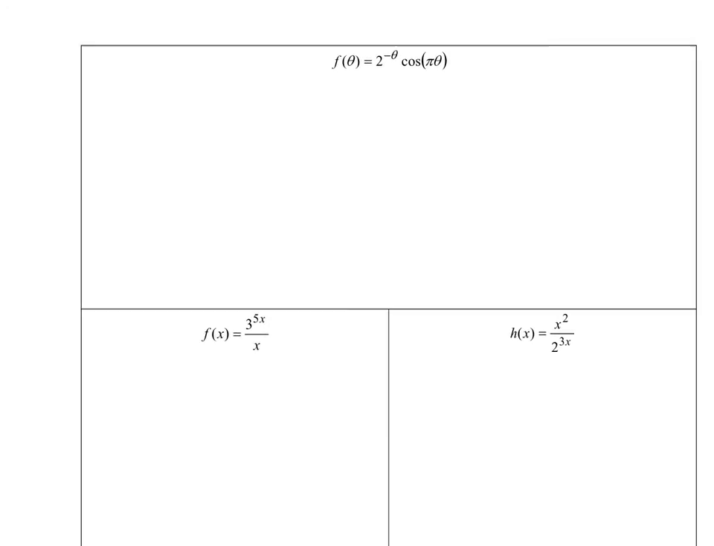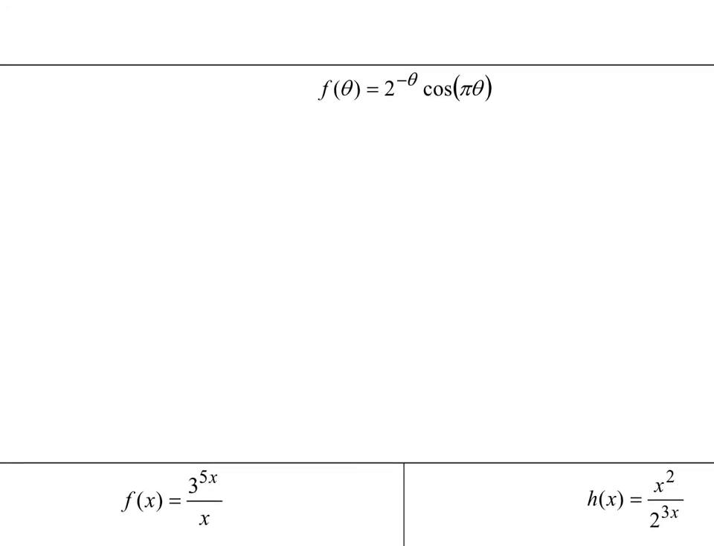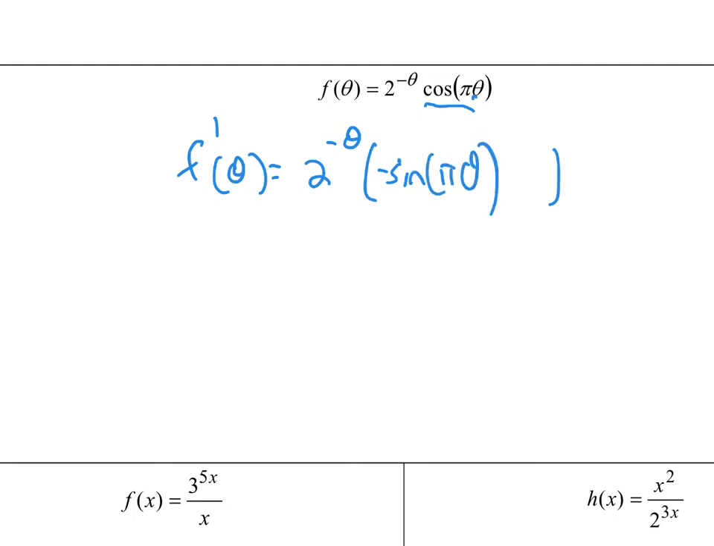Continue. Let's see. They got a lot of room for this one. This must take some extra work. Yeah, it's another product rule, but there's a cosine, and it probably requires a little bit of chain rule in there. So here goes. f prime of theta is the first, 2 to the negative theta, times the derivative of the second. The derivative of cosine is negative sine. Keep the pi theta, then do the derivative of pi theta, pi, plus the second, which is cosine of pi theta.